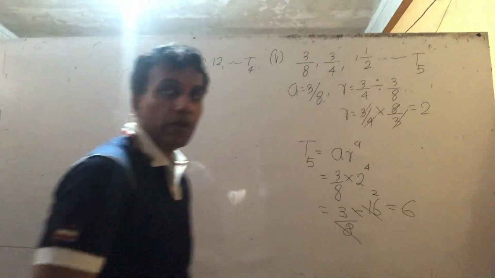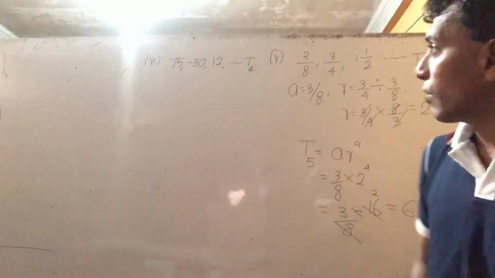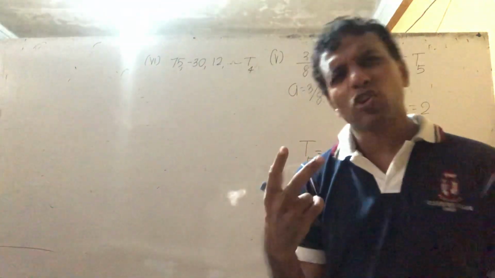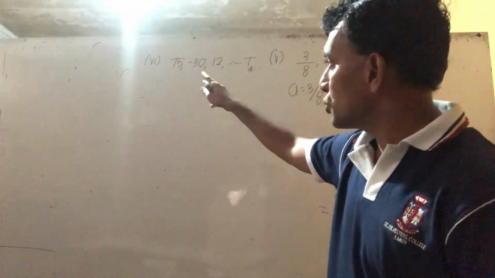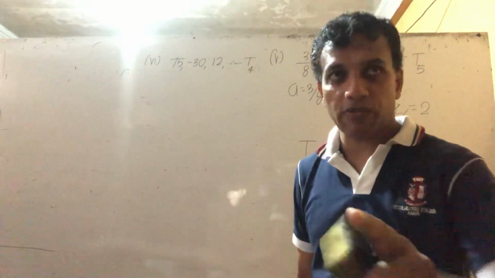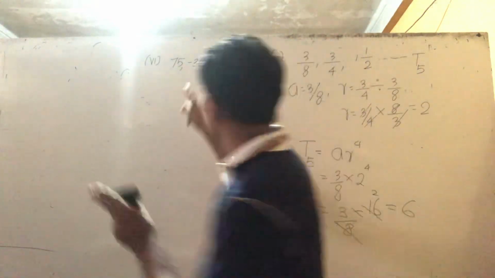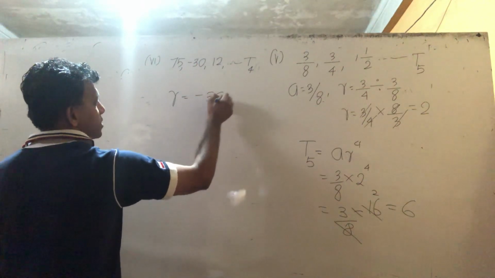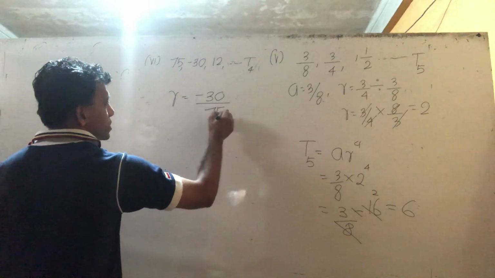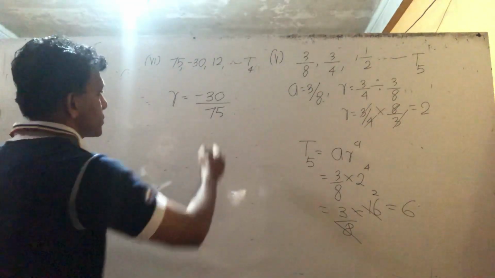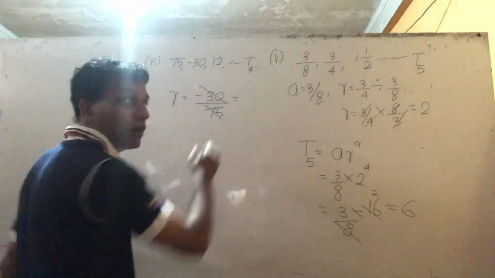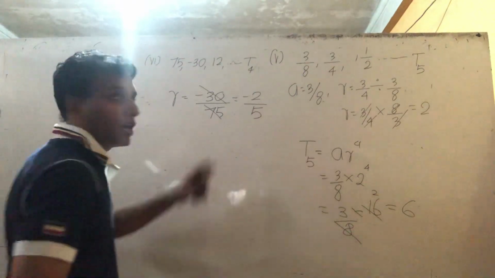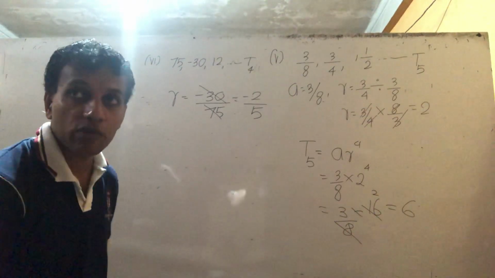Next question: 75, minus 30, 12. Find the fourth term. That means the other term, the fourth, only one. If you know the common ratio, it's enough to find the other terms by multiplying. So better find the common ratio; no need for the formula here, because it's only the fourth term. What is the common ratio? Minus 30 divided by 75. Cut by 15. So minus 2 over 5. Therefore this series multiplies by minus 2 over 5.